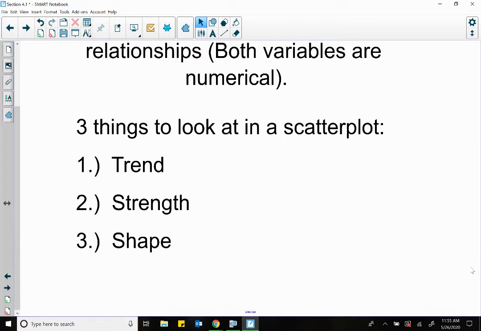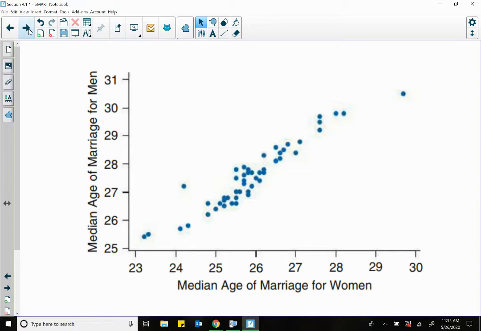When we get to shape, I'll talk about it there. So these are the three things we want to look at: the trend, the strength, and the shape. And again, it's like the center, the variability, and the shape. All those same things, just now we're gearing it towards a scatter plot. Okay? So the first thing is, here's a scatter plot.